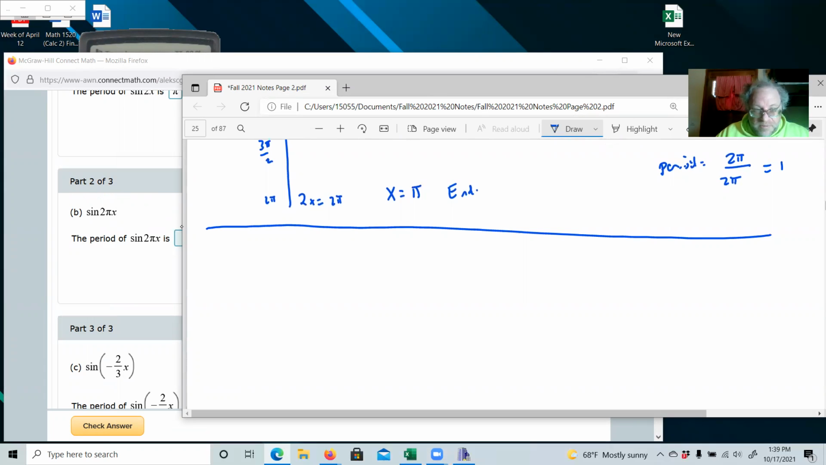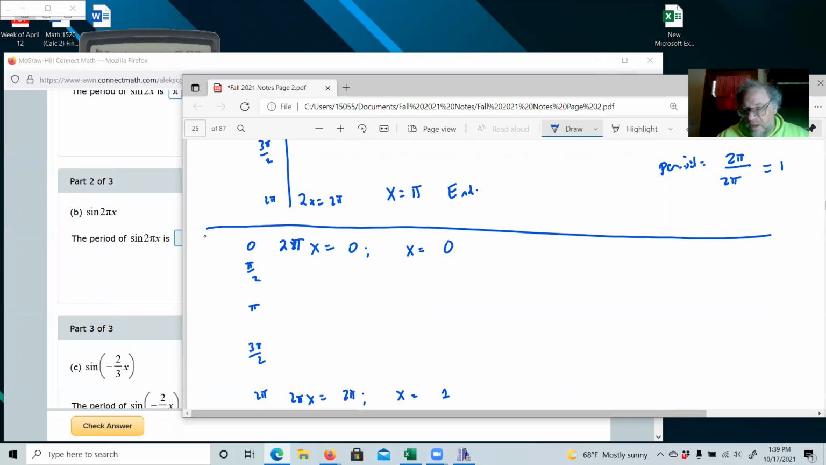that's completely understandable. So we're going to get 0, pi over 2, pi, 3 pi over 2, 2 pi. We have sine of 2 pi x. So we're going to say 2 pi x equals 0. X is equal to 0. Okay. We're going to get 2 pi x equals 2 pi. Here we're going to divide both sides by 2 pi. We get x equals 1.